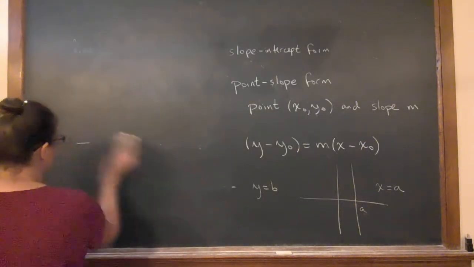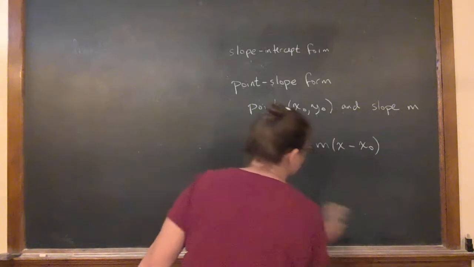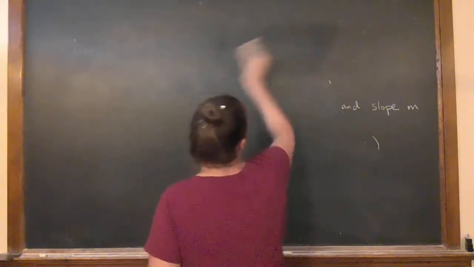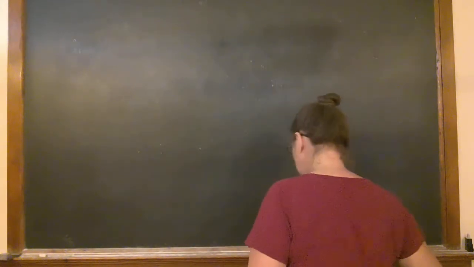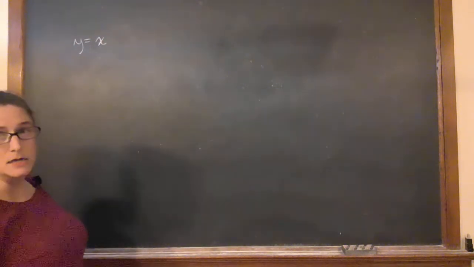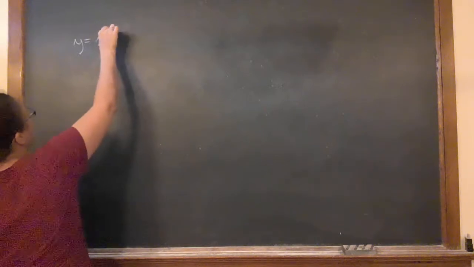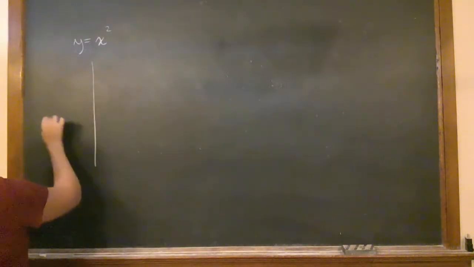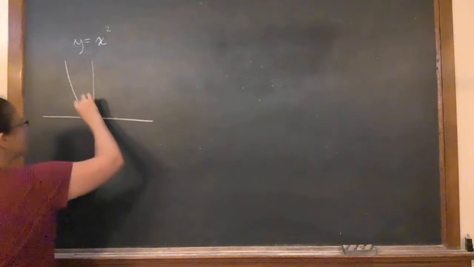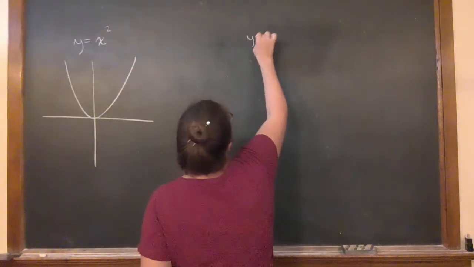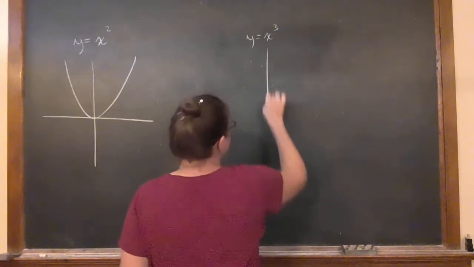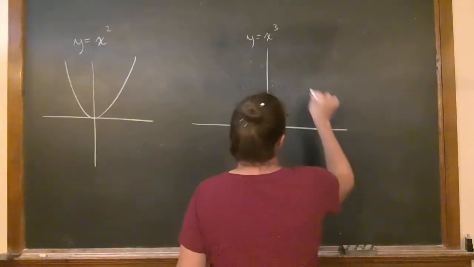Now we'll talk about the monomials. So monomials, you're just going to look at things x to the n, right? It's only got that one term. So we'll start with y equals x squared. Looks like this. y equals x cubed. Looks like this.